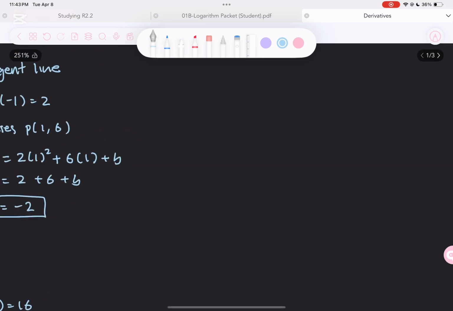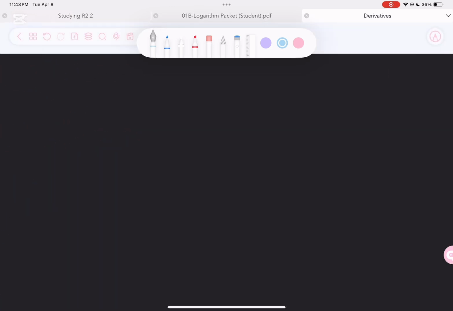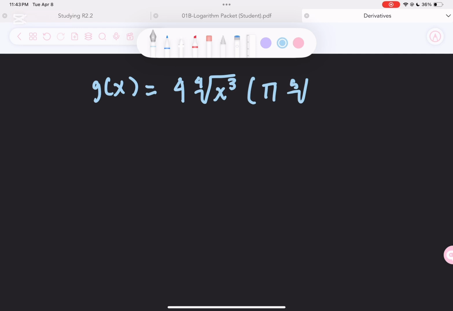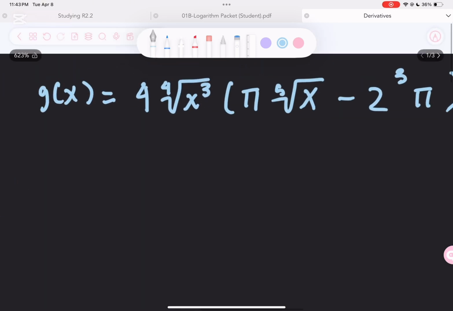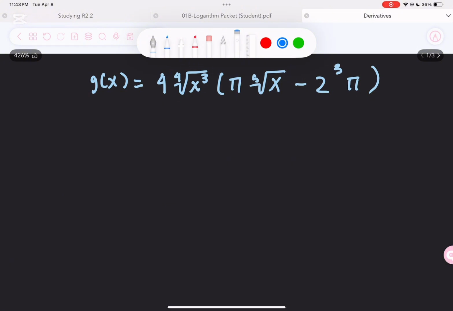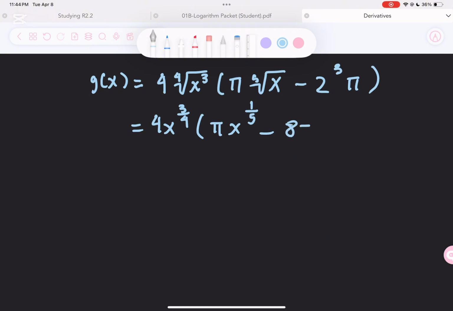Oh yeah, just an application of the power rule, if it's not familiar yet. Say you have g of x is equal to 4 to the, I don't really know how to say this, times pi to the, whatever this is, minus 2 to the 3 pi. So, this stuff corresponds to an exponent, so you always have to remember that. It's better if you have exponents, so don't leave things in roots. That corresponds to 4x to the 3 over 4 multiplied by pi x to the 1 over 5 minus, 2 to the 3 is 8 pi.